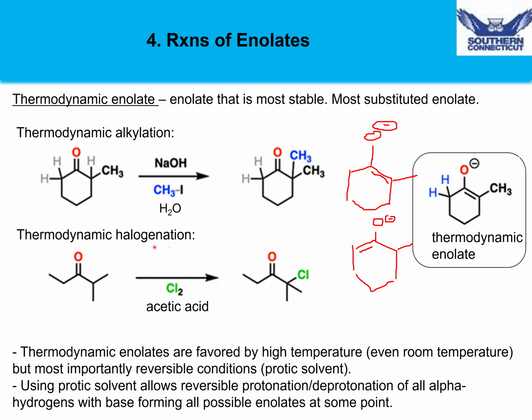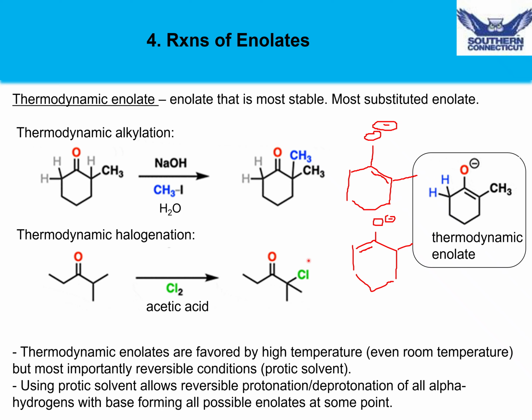This is what we saw under the acid catalyzed alpha halogenation that we saw earlier. You might remember that that halogenation occurs typically on the more substituted carbon, although technically that was going through an enol, not an enolate. It formed the thermodynamic enol, which led to this thermodynamic halogenation product.